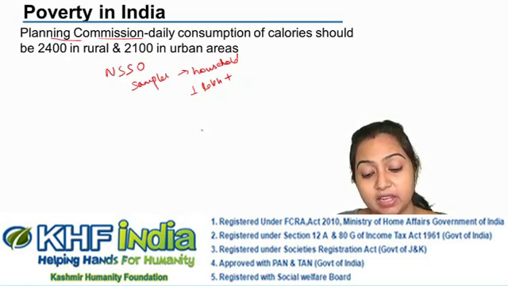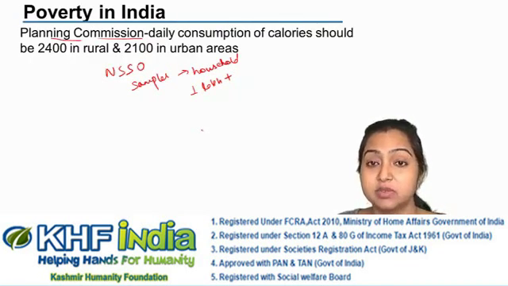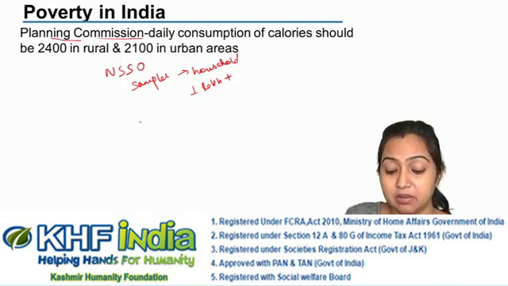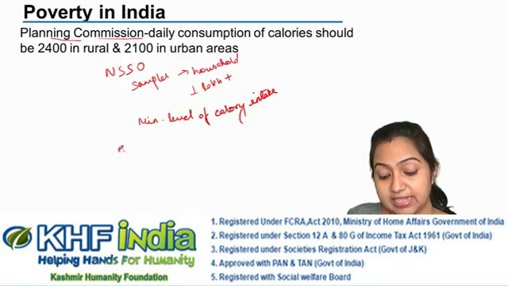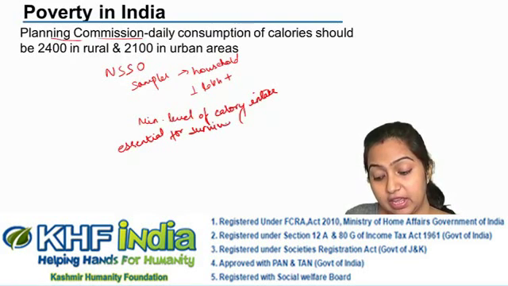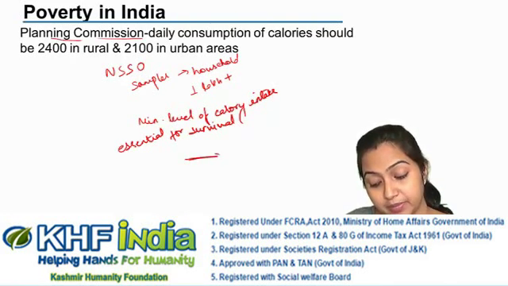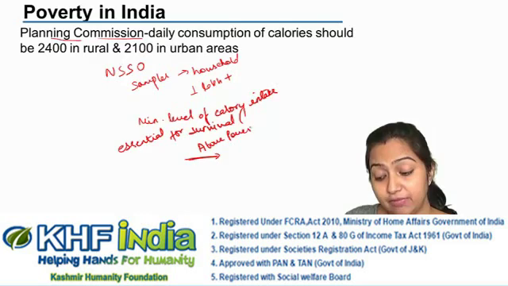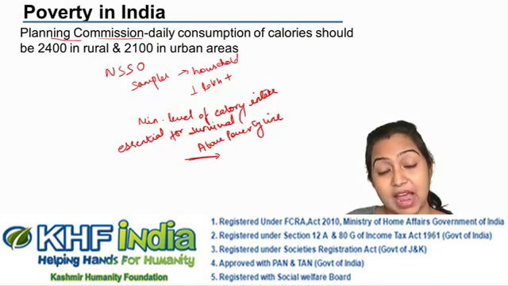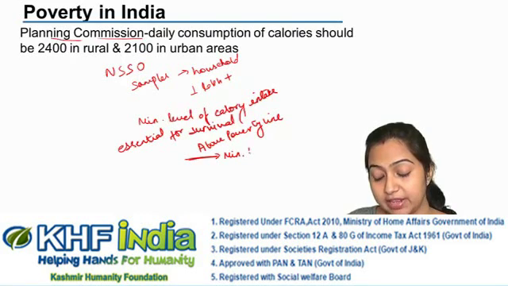Earlier, Planning Commission calculated poverty in terms of consumption of calories. They said there is a minimum level of calorie intake that is essential for survival. If you intake that level of calorie, you are not poor or you are above poverty line. But if you cannot even manage that level of calorie intake, then you are below poverty line.